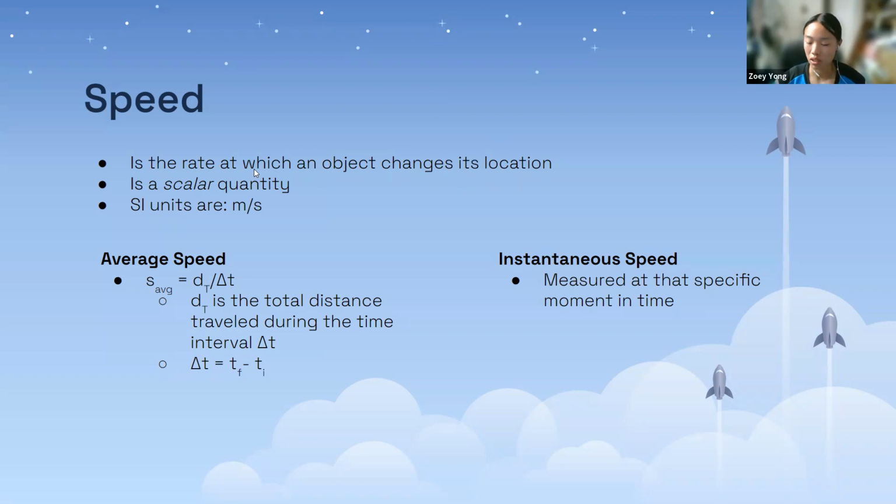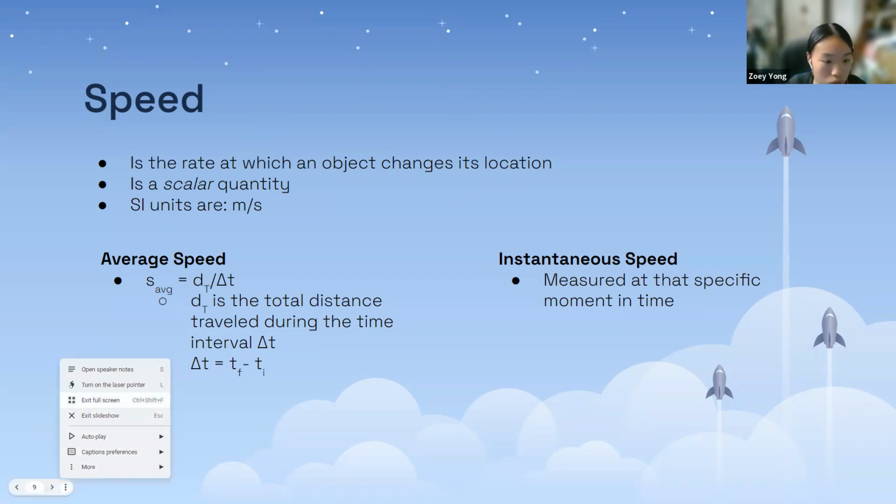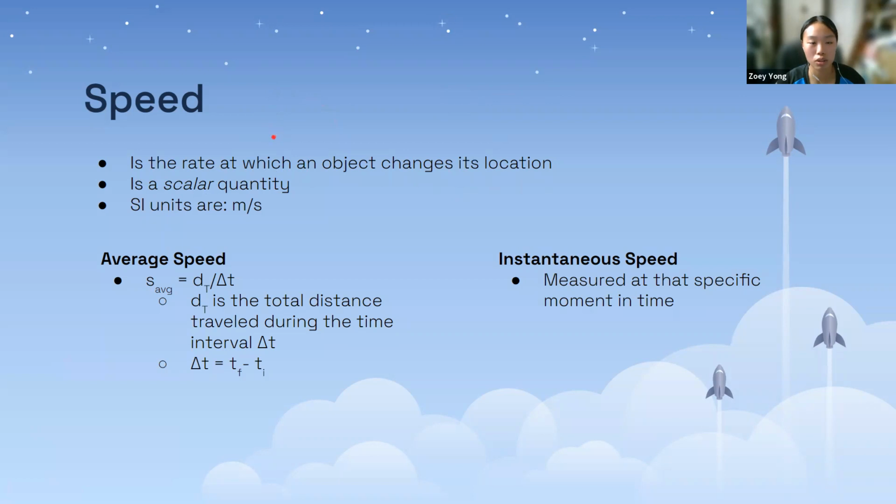Speed is the rate at which an object changes its location. If you have something over here and then it moves over here, you want to see how much time it takes to go from here to here and also the distance between these two points. So that's the information you need for speed, and it'll make more sense once we start doing problems.